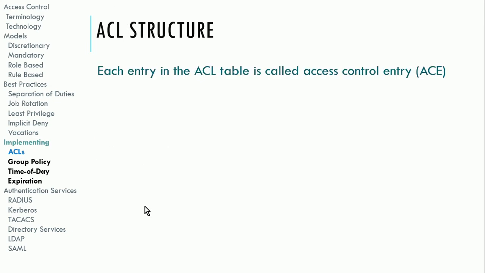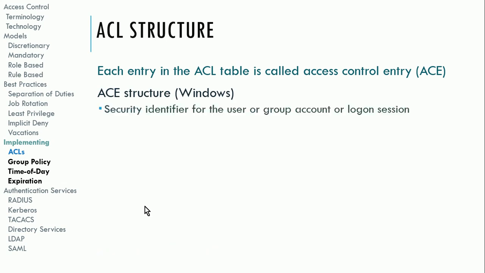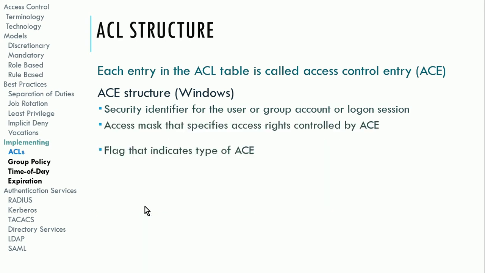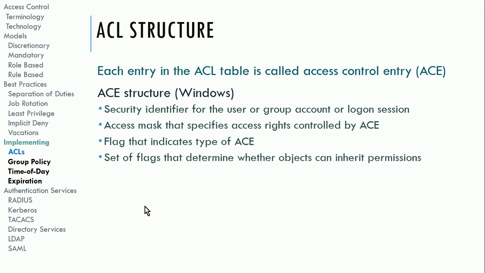Usually with ACLs, each entry is called an access control entry, which is how they do this in Windows. You have a security identifier for the user or group or account, and then the access mask that specifies access rights controlled by the ACE, and then a flag that indicates the type of access control entry, and then a set of flags that determine whether objects can inherit permissions.